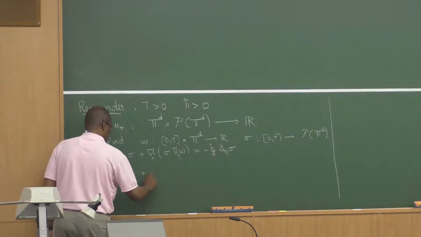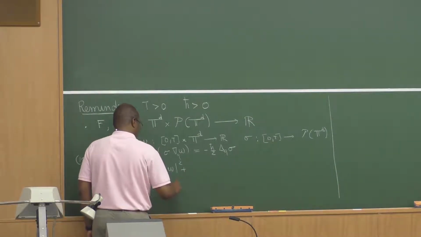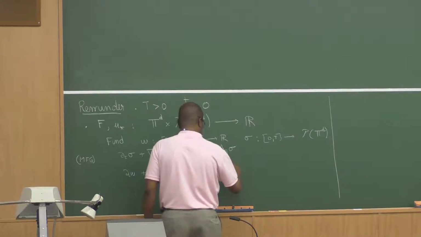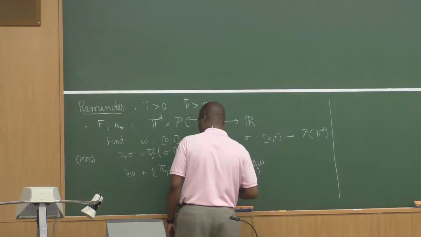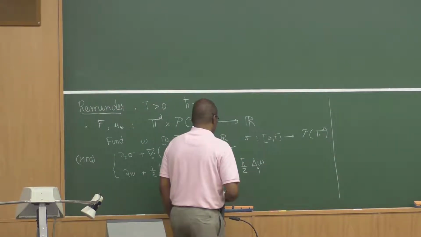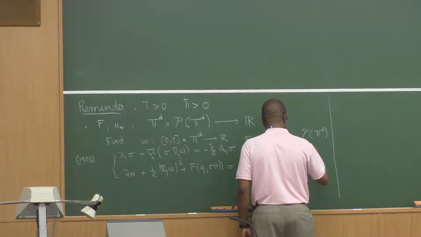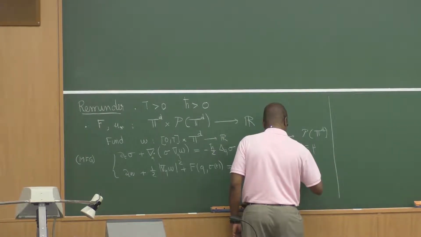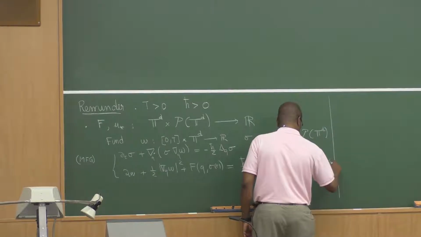dt of W plus 1/2 gradient Q of W squared plus F of Q, sigma T, equal to h bar over 2 Laplacian Q of W, with sigma at time T is mu, and W at time 0, Q is u star of Q, sigma of 0.